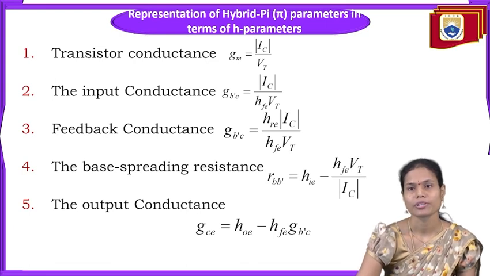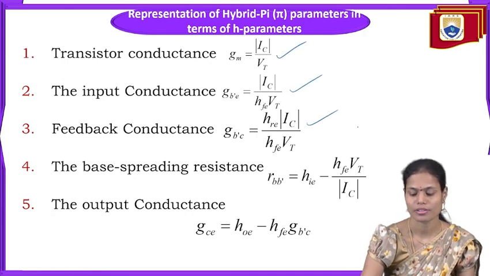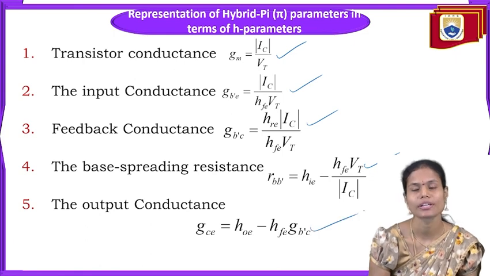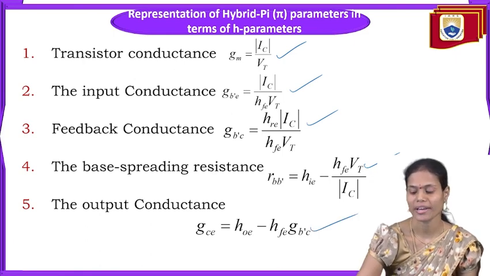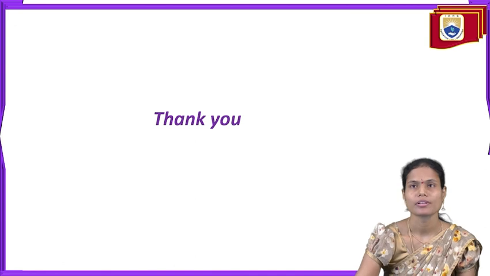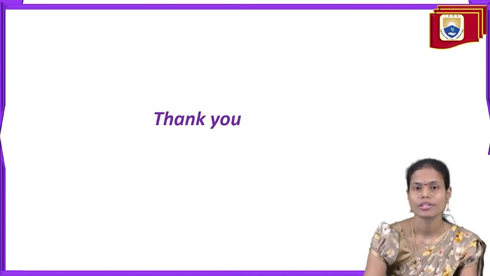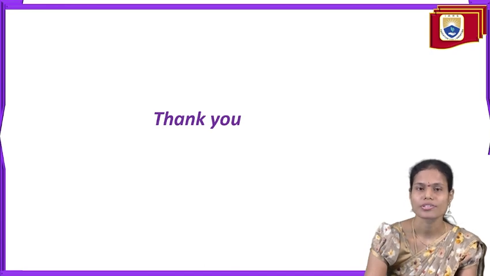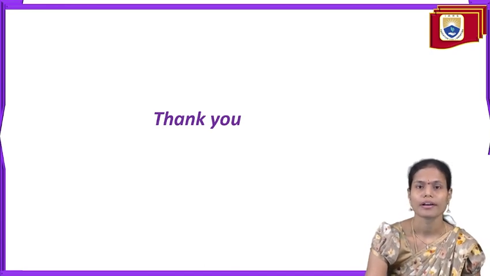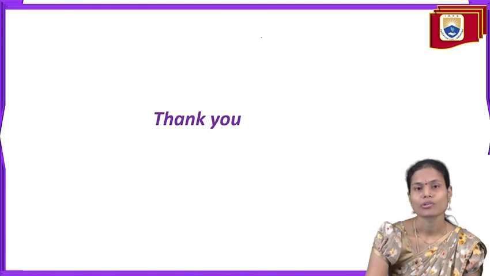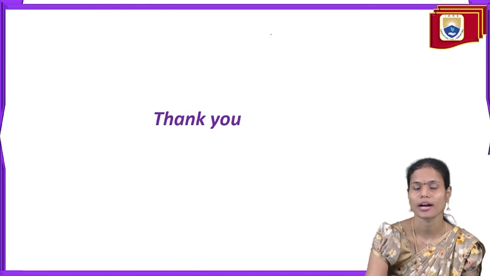So these are the parameters we have calculated from the hybrid pi model. These are the values till now we have calculated from the hybrid pi parameter model. So in this session, we discussed how to draw the hybrid pi model of the transistor at high frequencies and how to calculate all the resistances as well as capacitances which are present in the hybrid pi model at high frequencies.